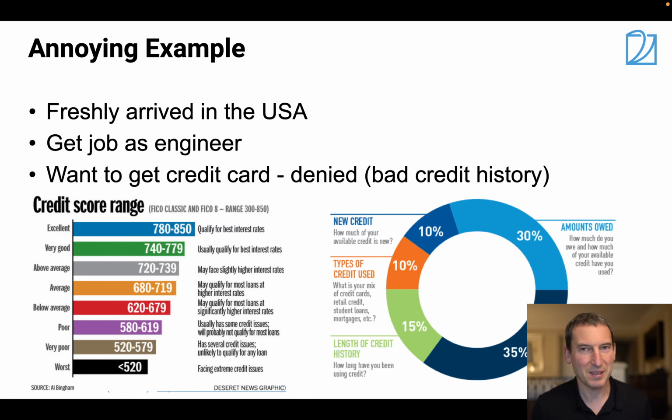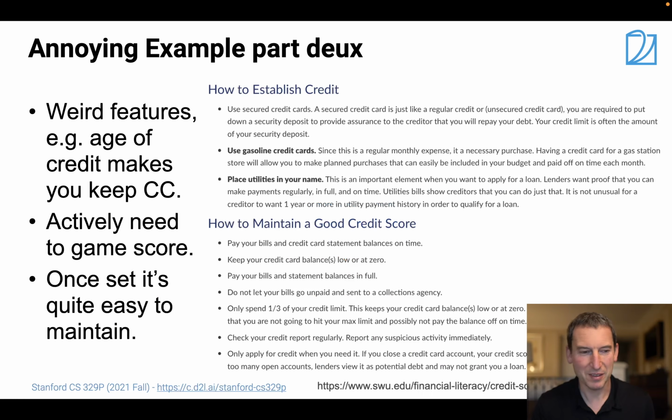So what I did is I basically had the observation of credit denied, and I then went on and, like everybody else, I gamed the system. And as a matter of fact, this is being taught as financial literacy, namely, hey, use gasoline credit cards or place utilities in your name and so on in order to get to a good score. Once you're there, well, how to maintain a good score? Well, basically pay your bills.